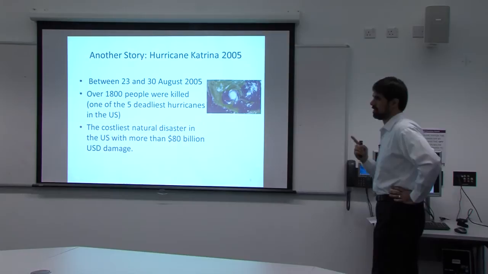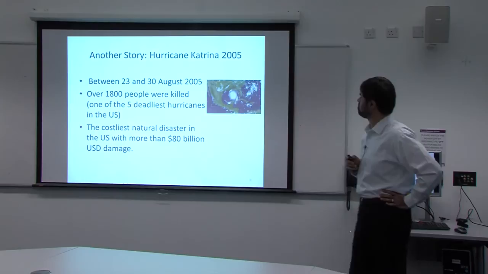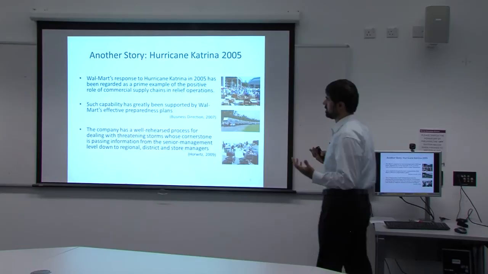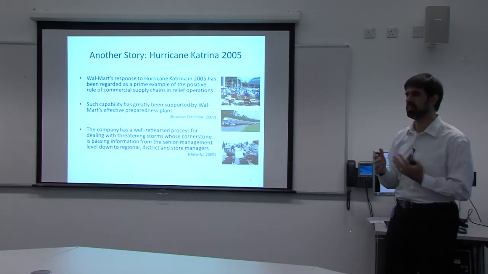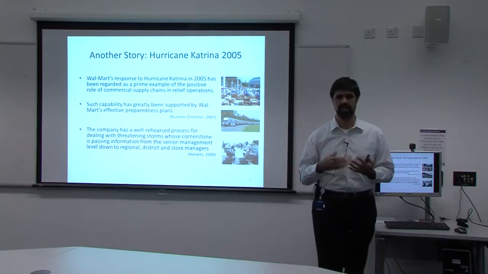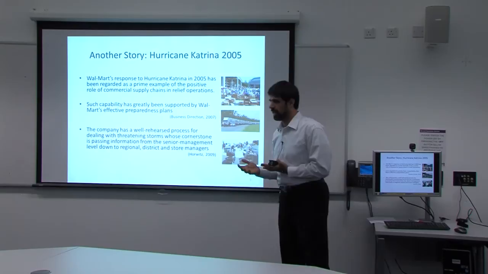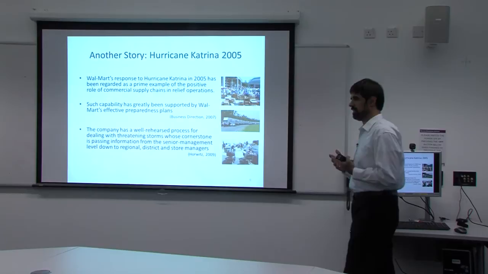In this incident, we saw a very positive and effective response from a commercial company, Walmart, which had a wide presence in the area. In order to keep their operation up and running, they had a very well rehearsed business continuity plan in place, because hurricanes are common there, and they were prepared to respond to it.